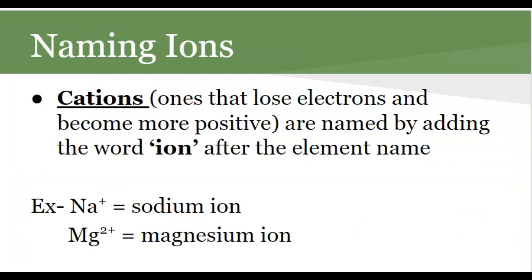So the first part of an ionic compound includes cations. The positive thing always goes first. So this is referred to as a sodium ion. It is sodium and it's lost an electron, so therefore we give it the name ion after its element. Mg2+ is magnesium ion. It's in the second column of the periodic table, so it has a +2.